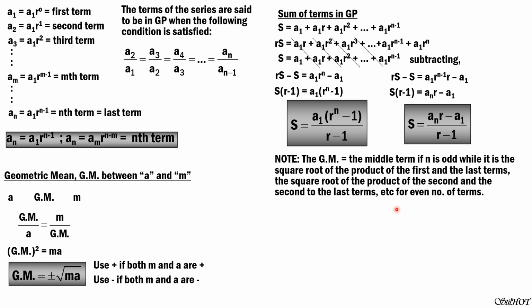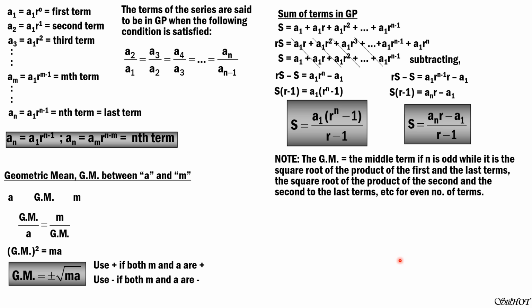And if we add one more term, this is 162 times 3, that's 486, I think. Then the geometric mean would be the square root of the first and the last term, square root of the second and the second to the last terms, and so on and so forth.